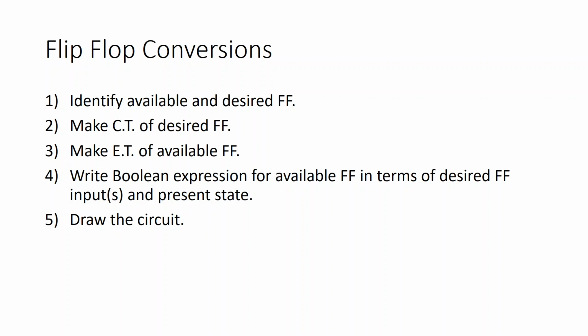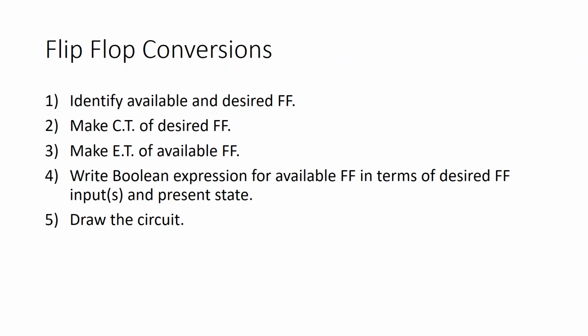Now we will understand how to convert between different flip-flops. The first thing one needs to do is identify the available and the desired flip-flop. In the problem, you will be given something like: convert SR flip-flop to JK flip-flop. What does it mean? The SR flip-flop is available, which is why you are able to convert it to something which is not available. You are going to convert it to a JK flip-flop. The JK flip-flop is not available, but it is the desired flip-flop. So you have to identify what is the available flip-flop and what is the desired flip-flop.